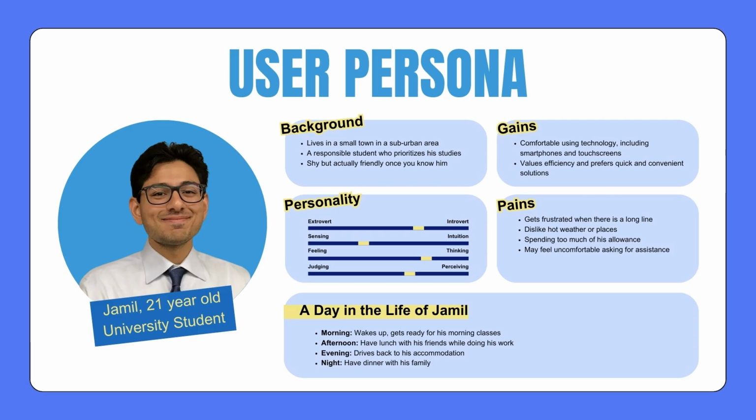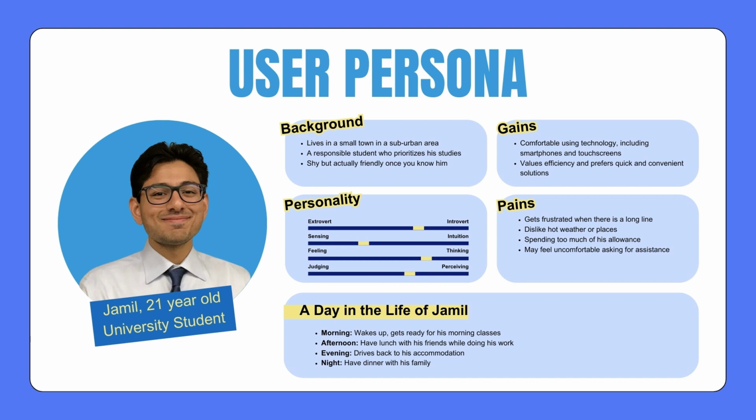This is my user persona Jamil, a 21-year-old university student. He lives in a small town in a suburban area. He is a responsible student who prioritizes his studies. He is shy but actually friendly once you know him. He is comfortable using technology including smartphones and touchscreens. He values efficiency and prefers quick and convenient solutions. His personality type is ISTP, which is introvert, sensing, thinking, and perceiving.